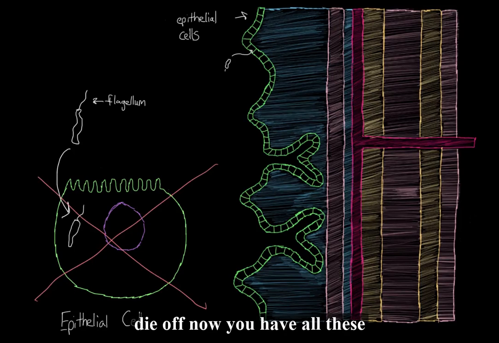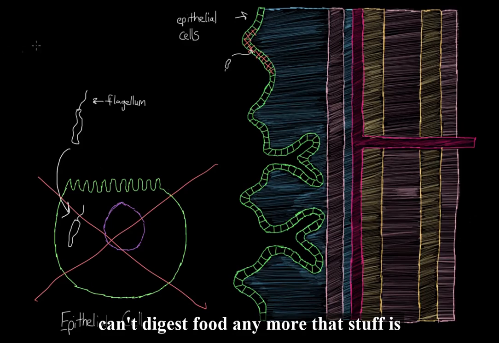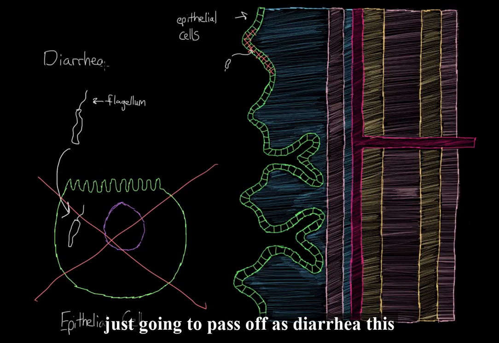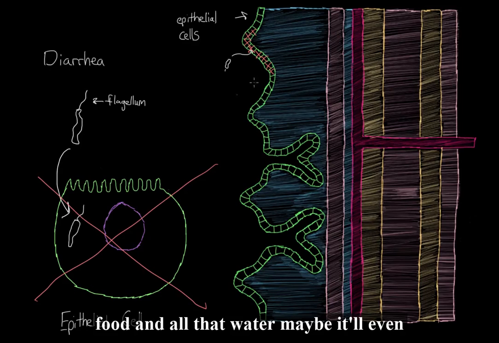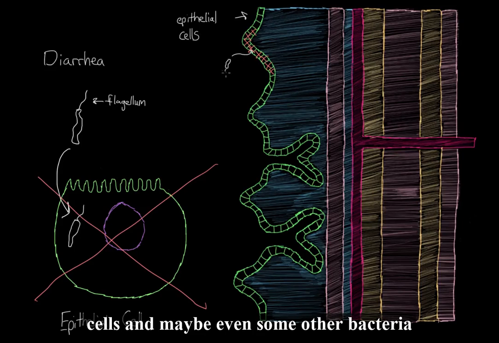to die off. Now you have all these epithelial cells here that are just dying off. And remember that those epithelial cells are responsible for digestion and absorption. Because you can't digest food anymore, that stuff is just going to pass off as diarrhea. This diarrhea is going to contain all that food and all that water. Maybe it'll even contain some of those dead epithelial cells, and maybe even some of the bacteria as well.